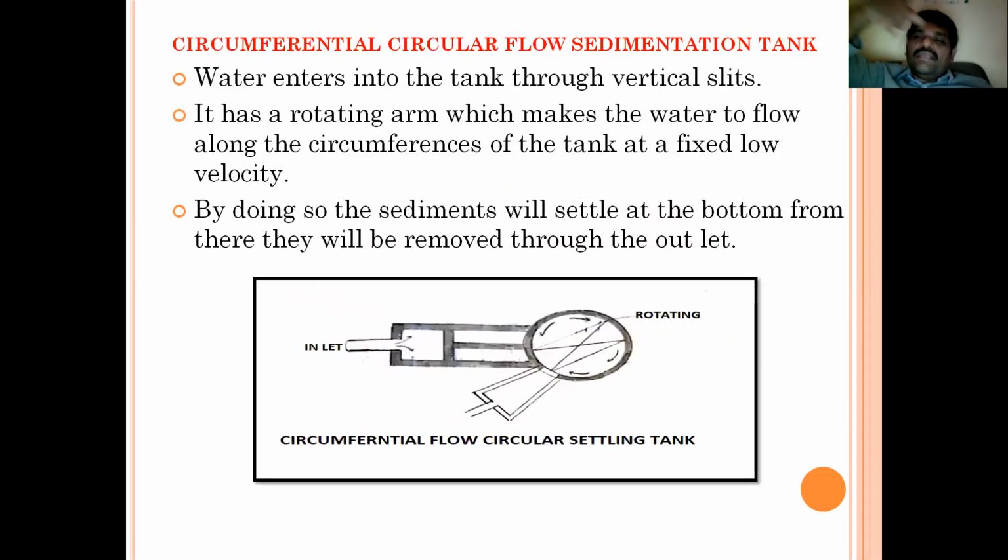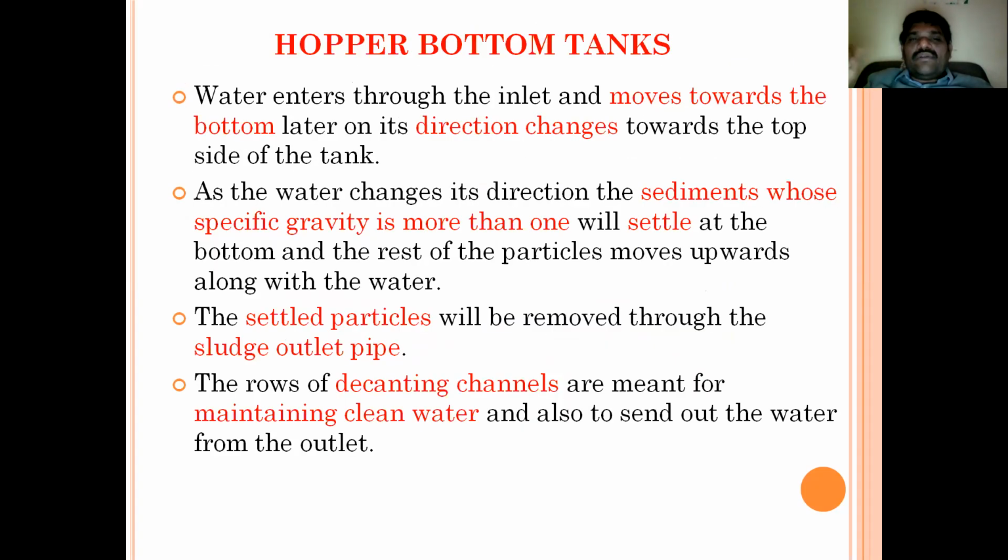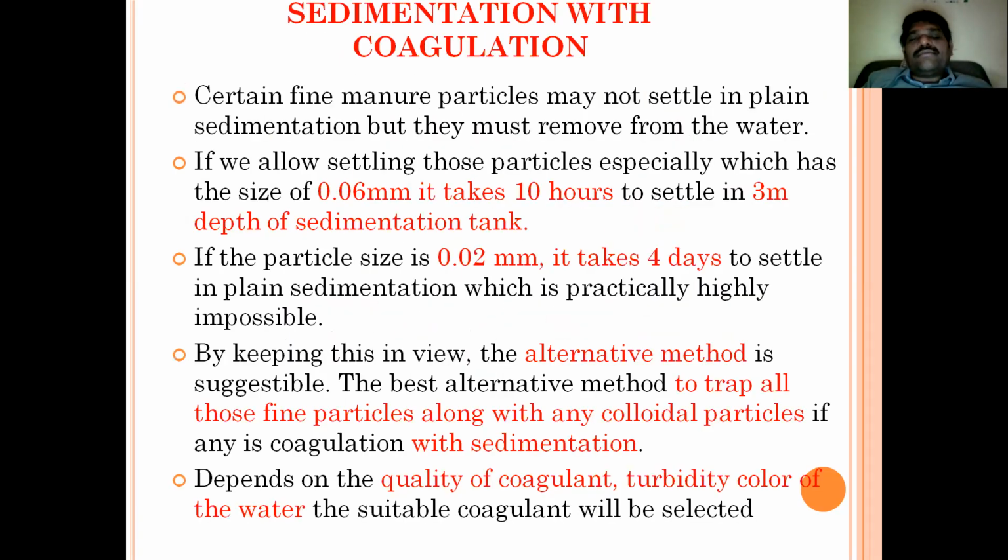In circumferential flow, water is sent into the tank along the circumference of the tank. Next is the hopper bottom tank. Water moves in one direction and changes direction upward. Particles whose specific gravity is more than 1 will settle at the bottom. This is about the hopper bottom tank.